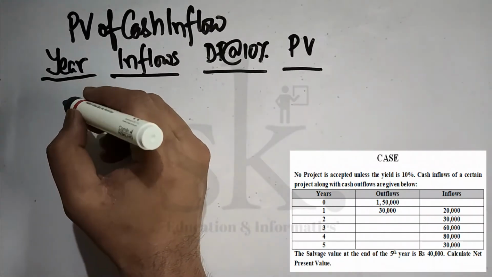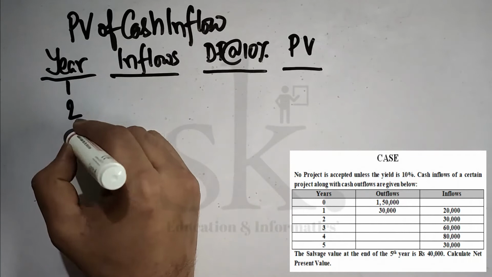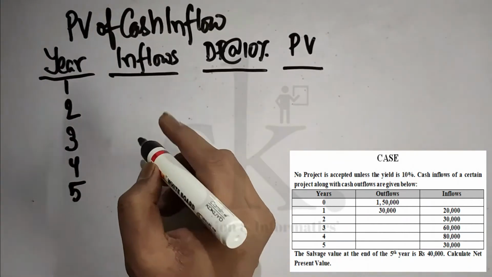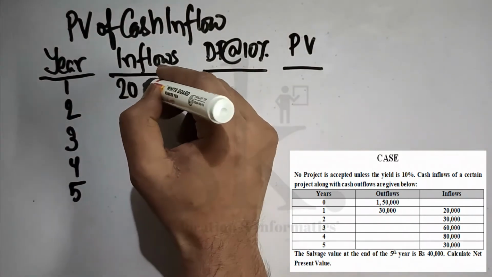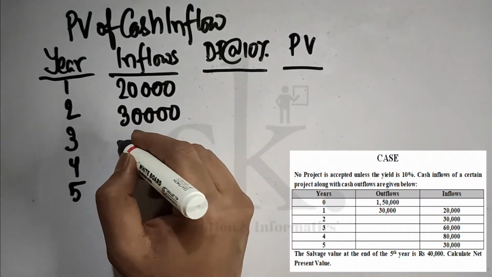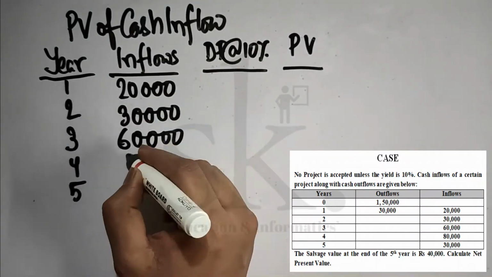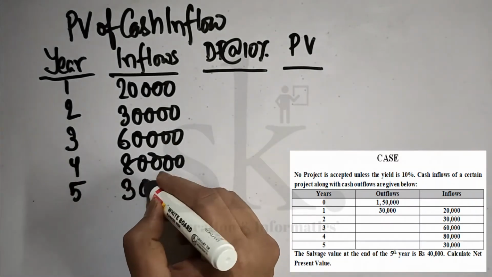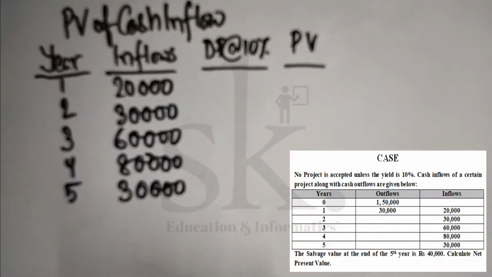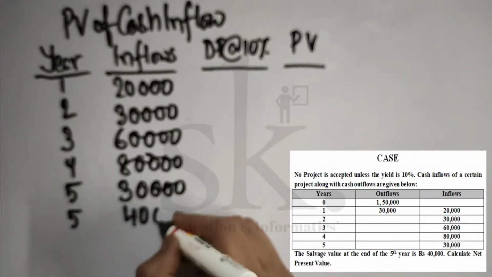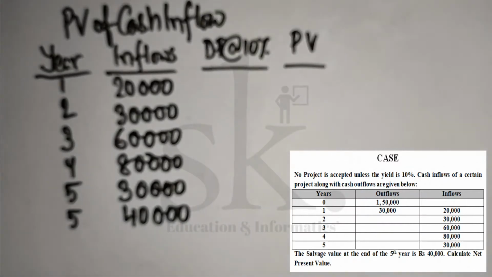Here we have years 1, 2, 3, 4 and 5 given, and the inflows which have also been mentioned. I'll take down the inflows: 20,000, 30,000, 60,000, 80,000 and 30,000. And if we go back to the problem, it has been mentioned that the salvage value at the end of the fifth year is rupees 40,000. So in the fifth year we also take the salvage value into consideration because this particular value is also required to be discounted.